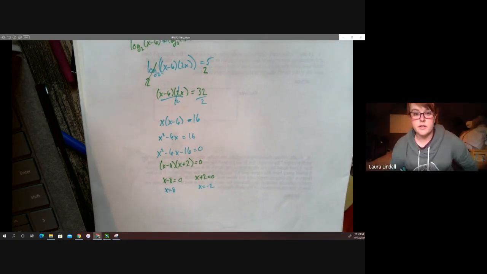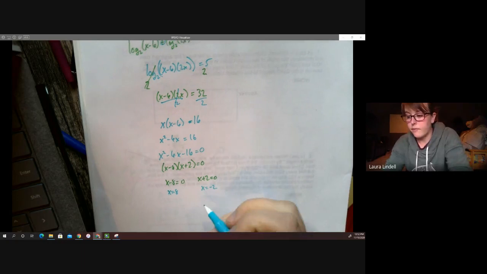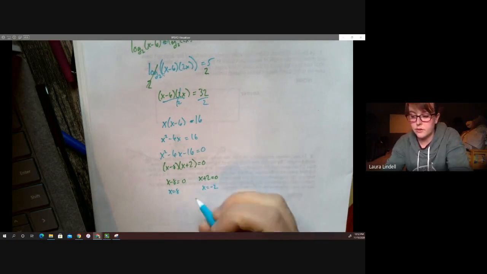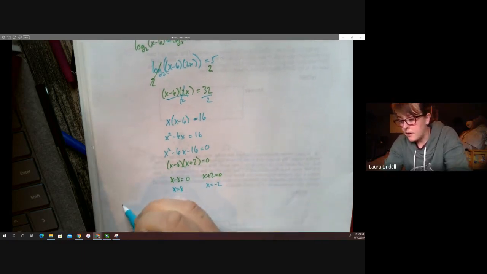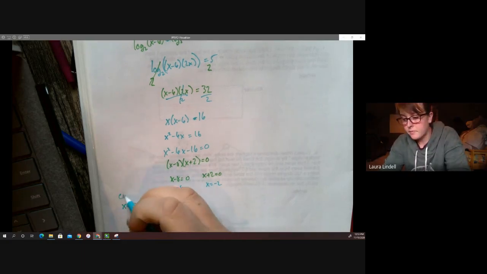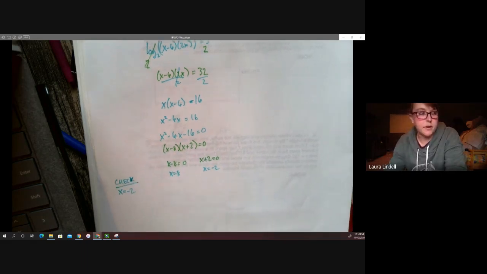Then with this one, just like with our radical functions and our rational functions as well, we want to go back and check and make sure we get things that work with our original equation. So now that we've got both of our solutions, I'm going to check x equals negative 2, and we're going to check x equals 8 as well.